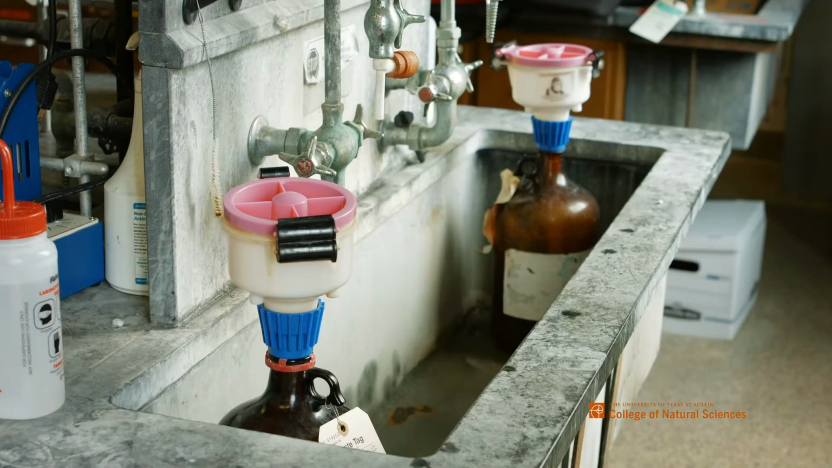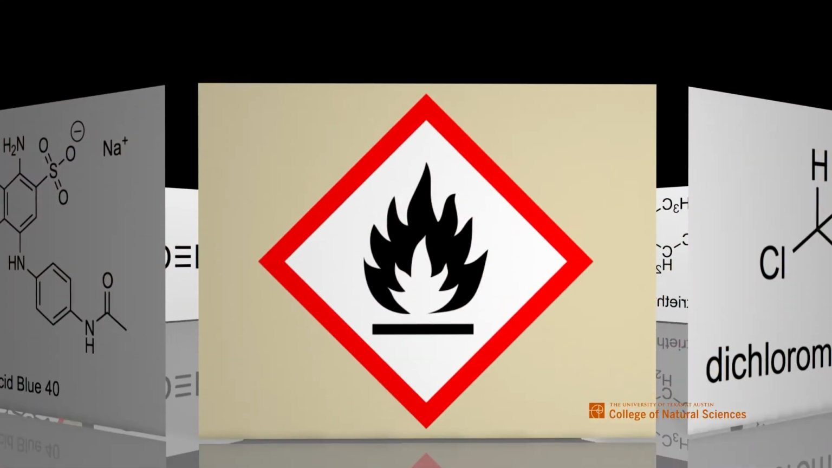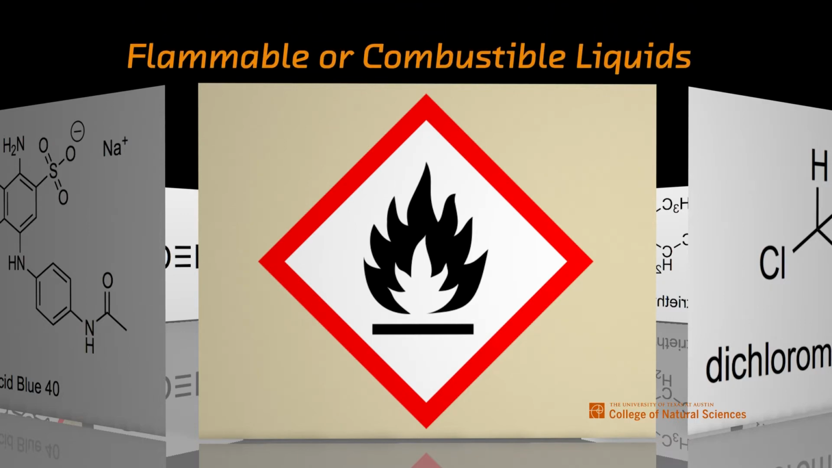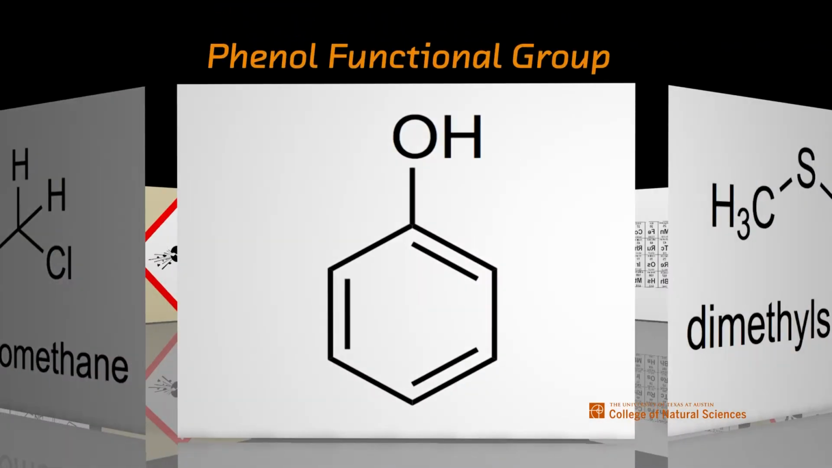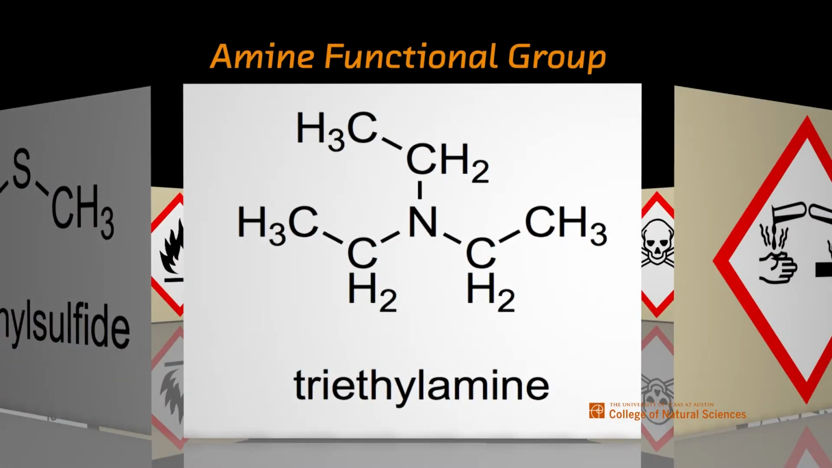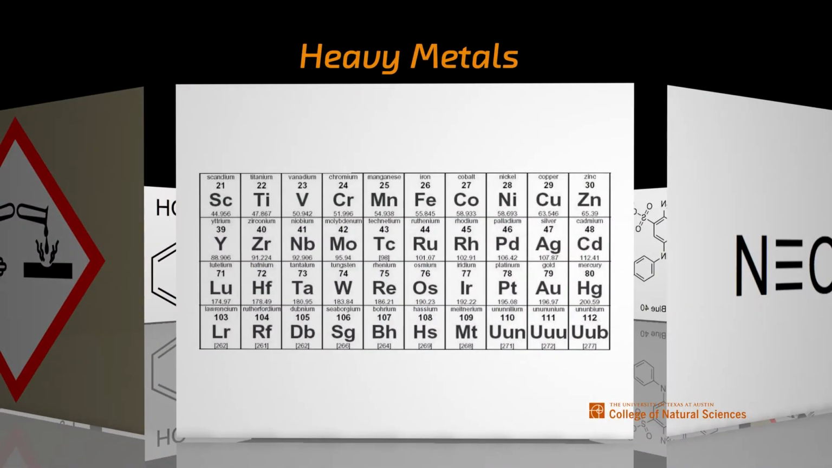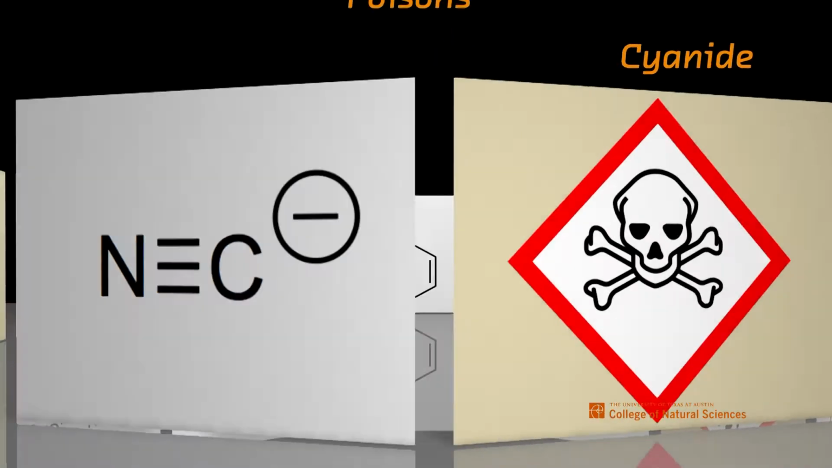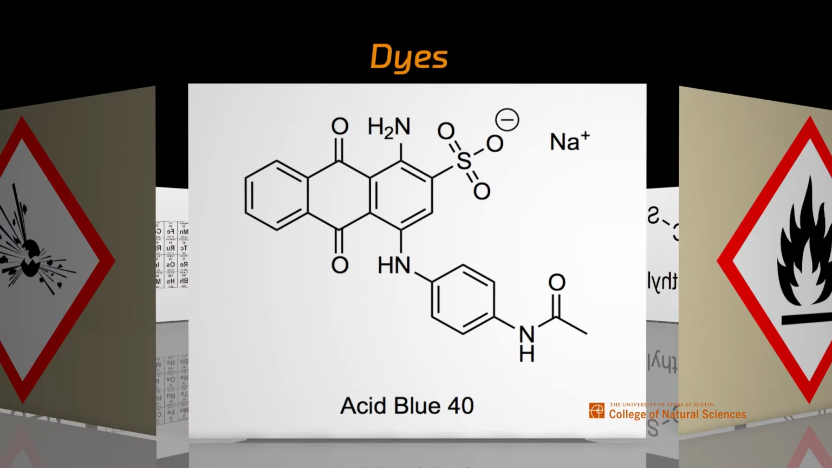Chemicals cannot be thrown away in a sink, trash can, or storm drain. A few examples of especially hazardous and toxic chemicals that must never go down the drain are flammable or combustible liquids, halogenated solvents, compounds containing phenols, sulfide, or amine functional groups, corrosives, heavy metals, cyanide, poisons, explosives, and dyes.